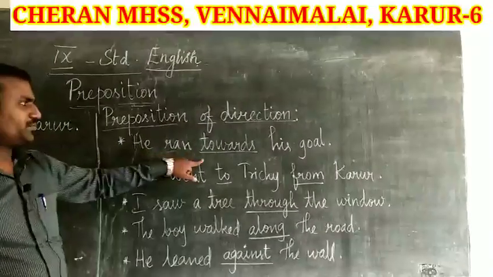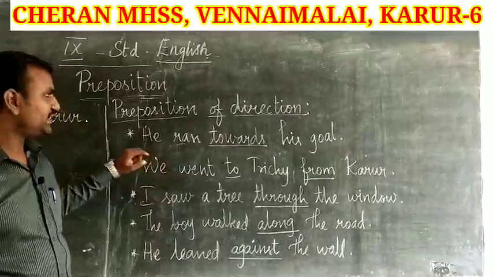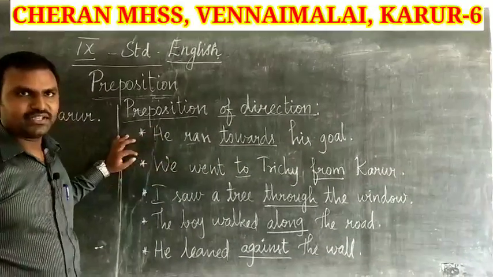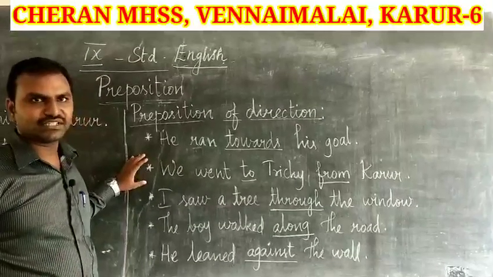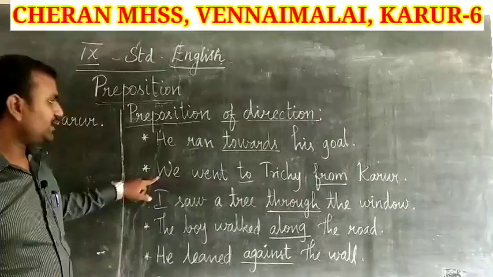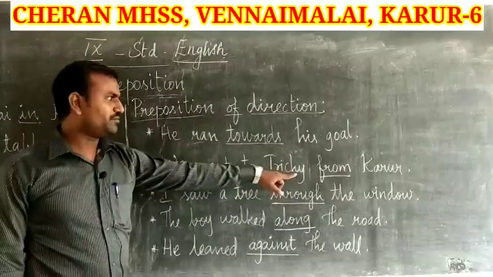He ran towards his goal. That means he is approaching his goal. He ran towards the tree. The cat ran towards me. These are some examples.